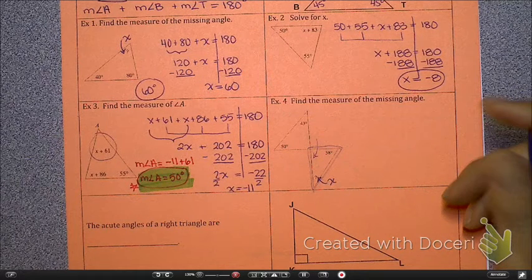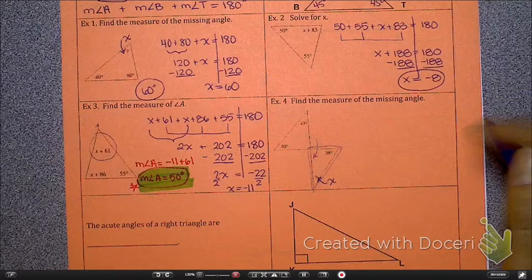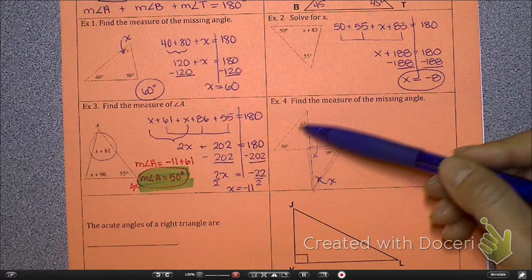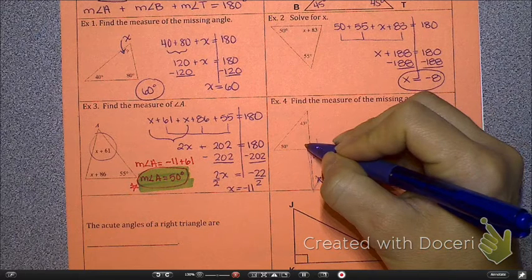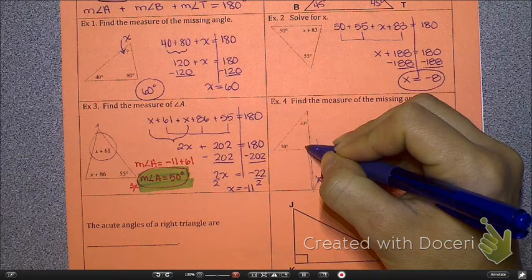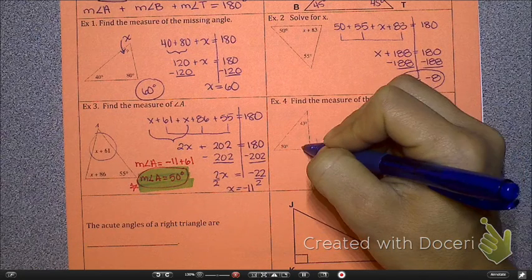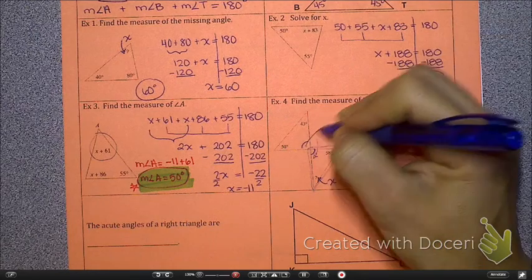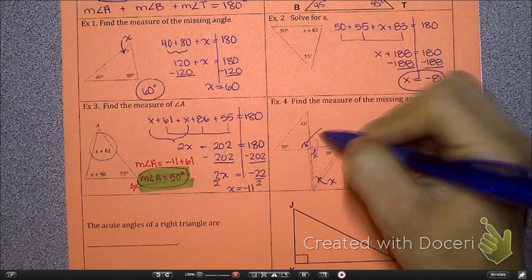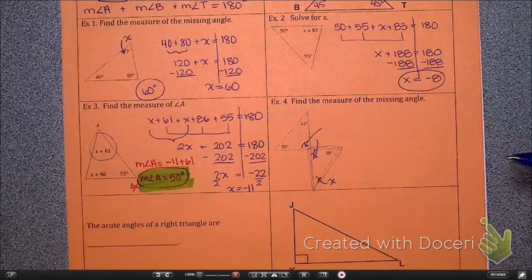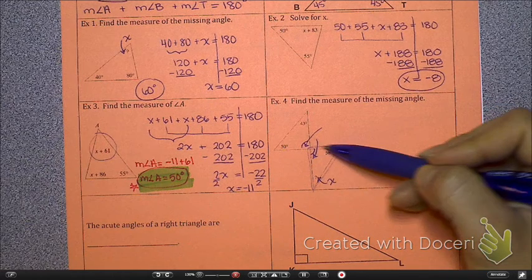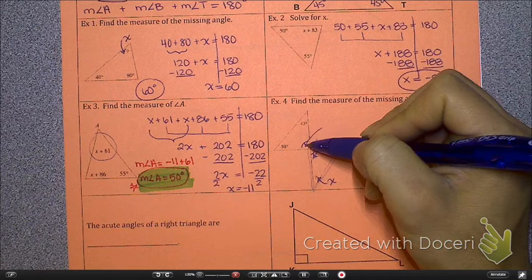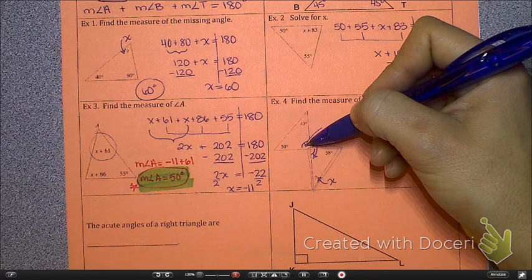Now, one thing I do see is there's these 2 angles over here, right? What do I know about these 2 angles? What kind of angles are these to each other? Vertical. Vertical angles are congruent, right? So if I can find this one, isn't it going to be the same as this one? And then once I know this one, won't that help me find x? Okay, so how do I find this one right here? What do I do with these?